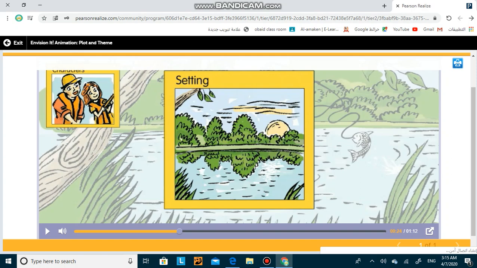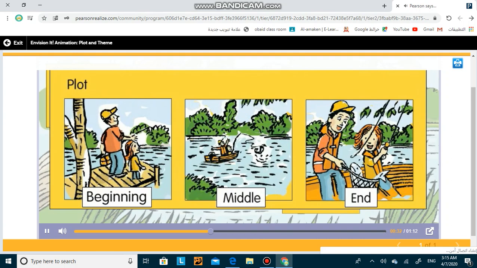The second element is setting. Settings could be when and where. The setting is when and where the story takes place, and the setting can be real or imaginary.